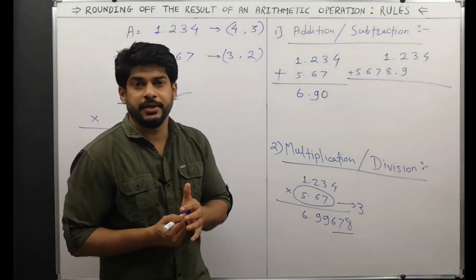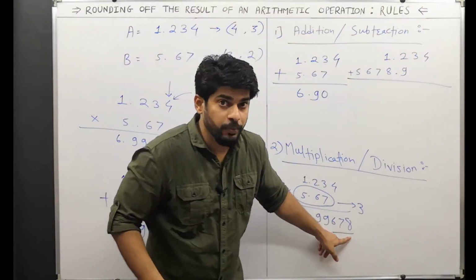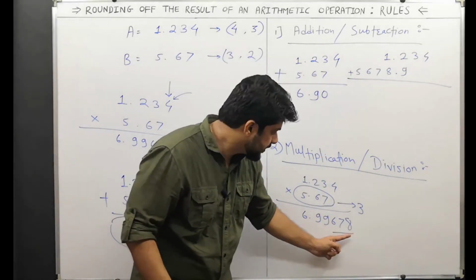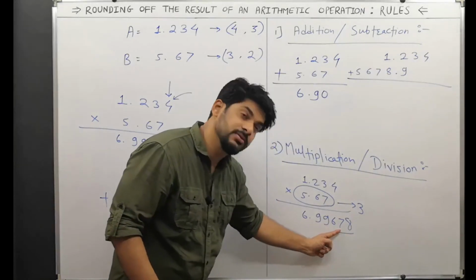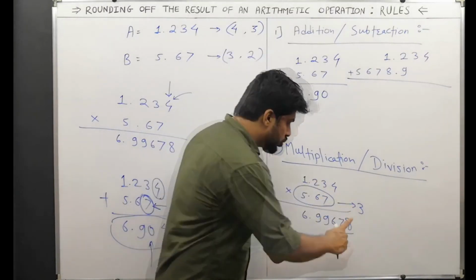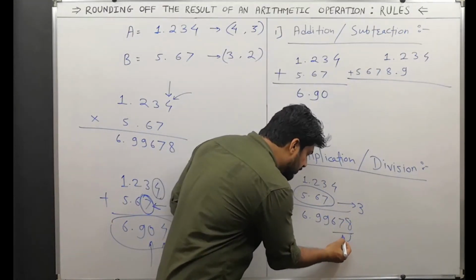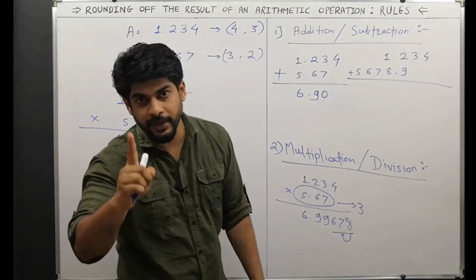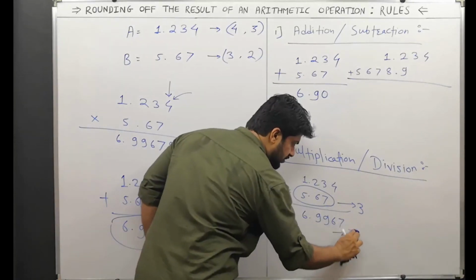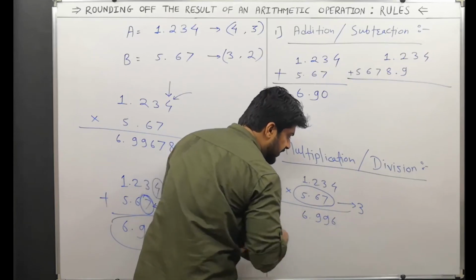Okay, what we do is we check if the digit to be dropped is greater than 5. If it is greater than 5, then the preceding digit is incremented by 1. So same here we will do. This number is greater than 5, so the preceding number would be incremented by 1. So this number is dropped, and over here this 7 becomes 8, right?